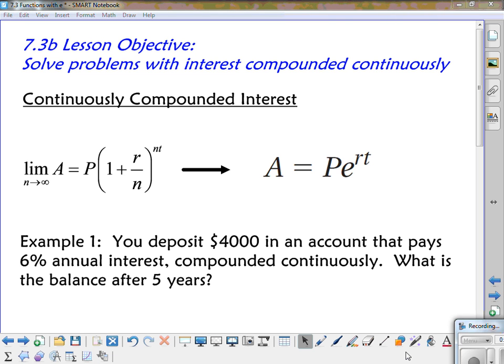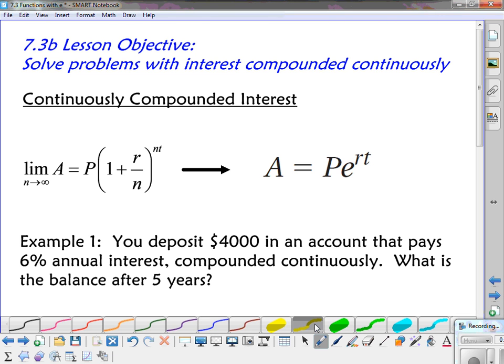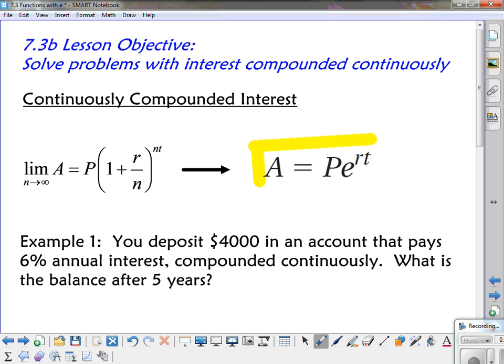So the formula that you need to know then is just that the amount is going to be the principal times E to the RT. And make sure you remember that the rate has to be as a decimal, just like before when we did these.